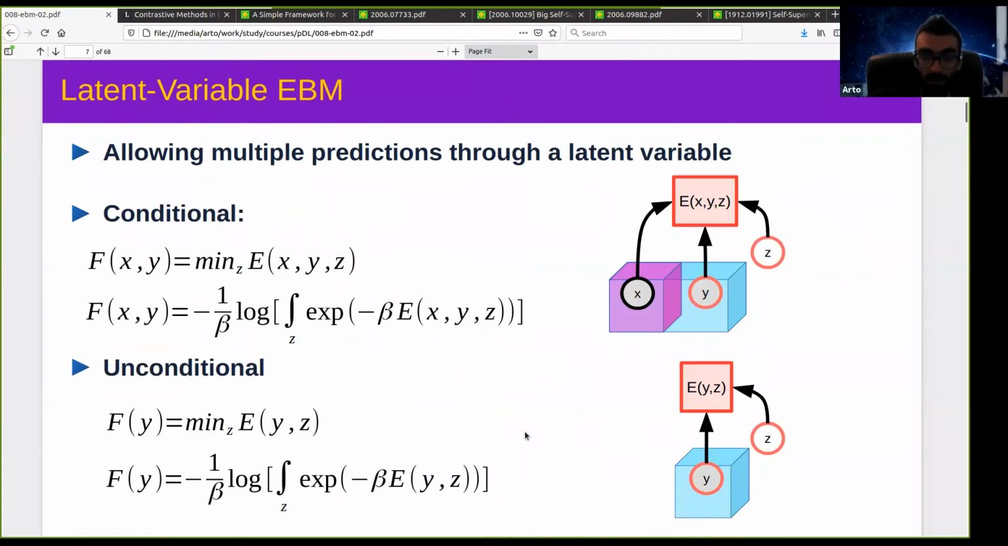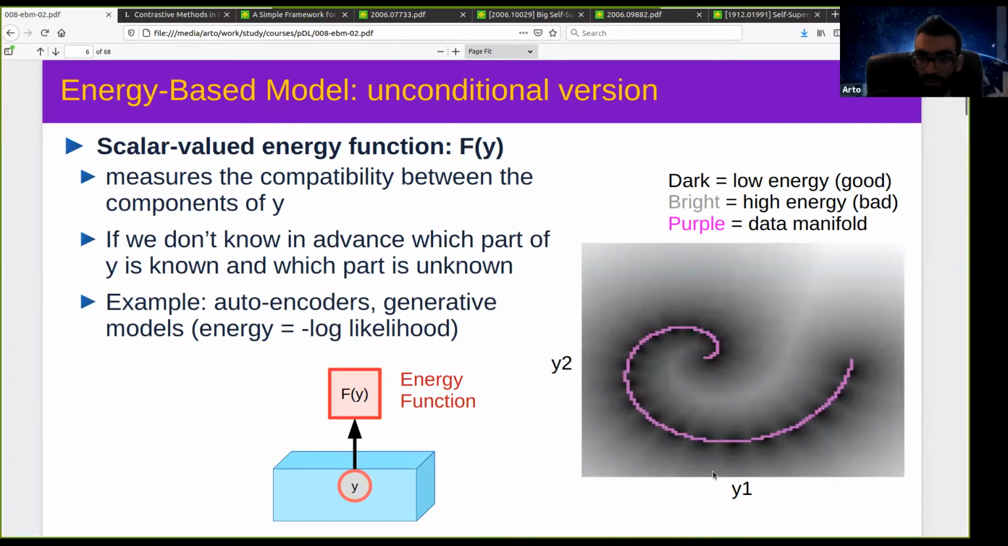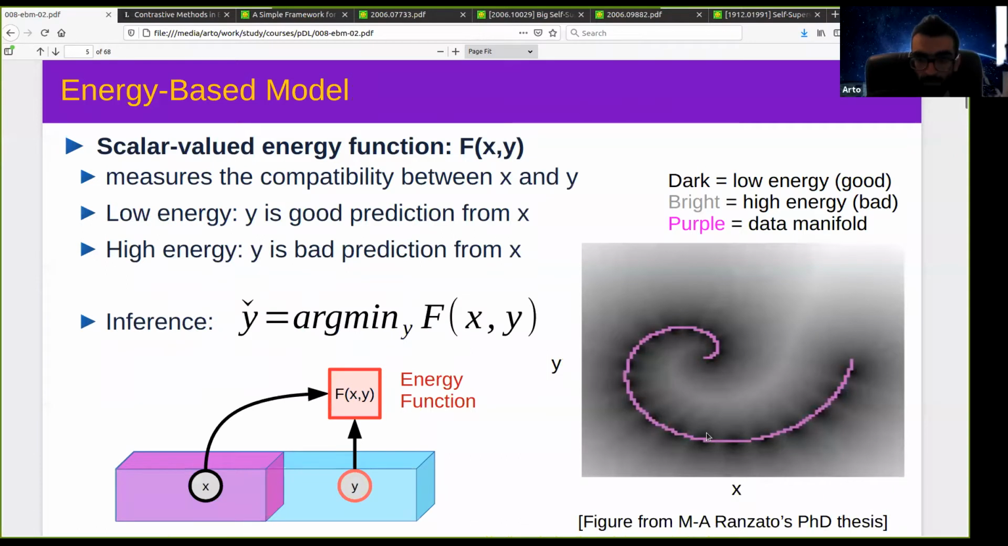And one of the problems here might be that in some cases, let's have a look here. For certain x, we can have multiple values of y, right? And this can cause some troubles when half of the time the model tries to predict this value of y for this x, and half of the time this value of y. And in this case, we are not guaranteed to have a high energy here, right?